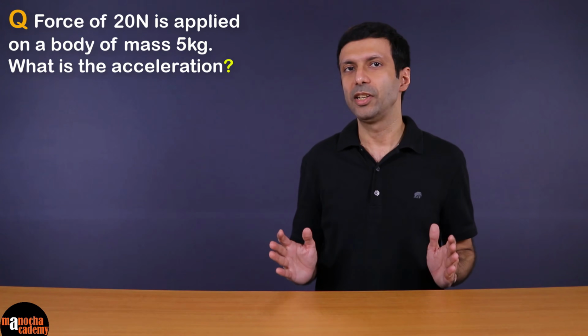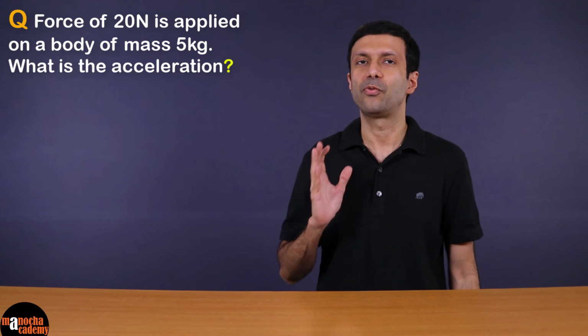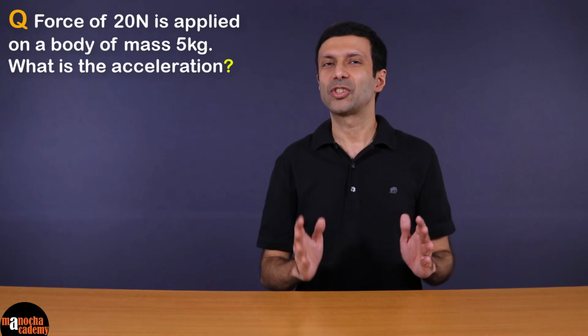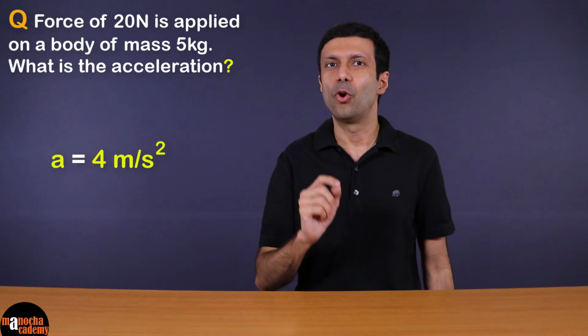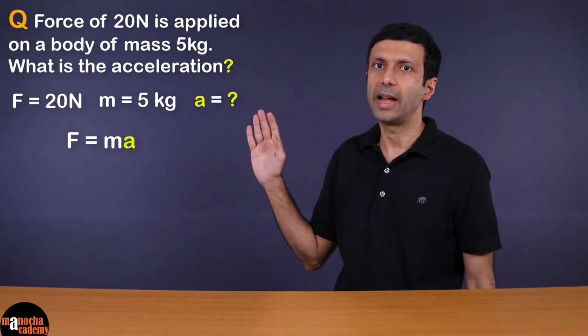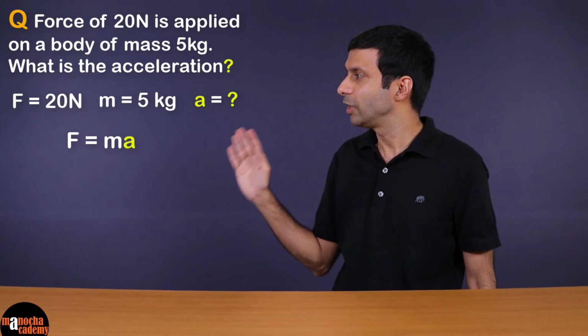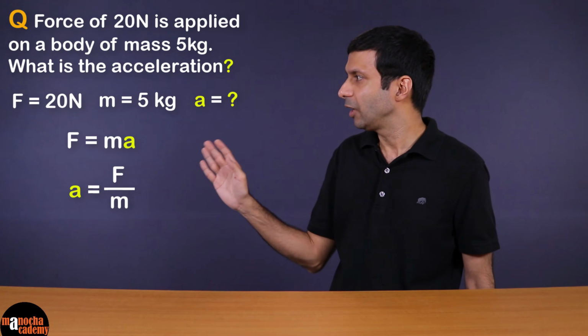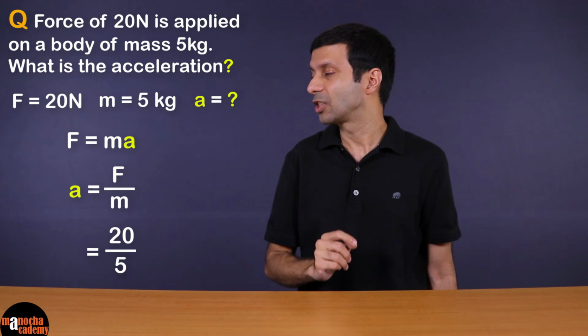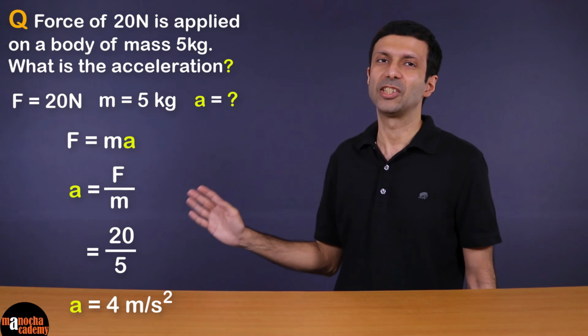Let's say a force of 20 Newton is applied on a body of mass 5 kg. What is the acceleration here? That's right, the acceleration is going to be 4 meter per second square. We can use the formula F equal to ma. Now if we bring the acceleration a on the left hand side, we get a equal to force by mass. And substituting the values, the acceleration is 4 meter per second square.